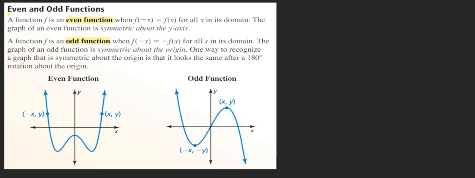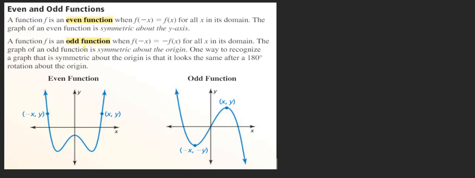In this video, we're going to talk about even and odd functions. A function is an even function when you substitute negative x for x and you still get the same result. And the interesting thing about an even function is that when you graph it and fold it along the y-axis, the graphs will overlap. So if you have (x, y), that will overlap with (negative x, y).